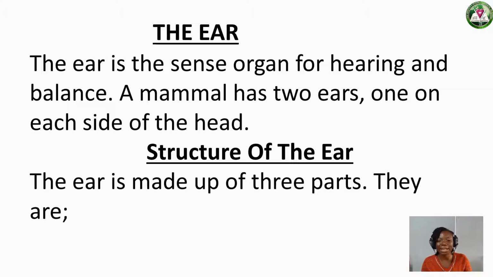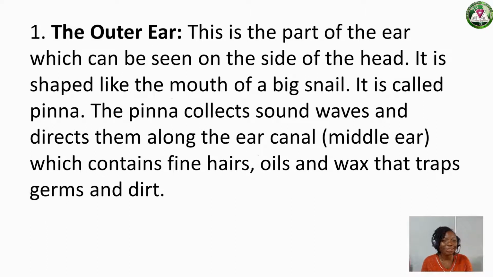Now let's take a look at the structure of the ear. Now everybody touch your ear. Have you done that? The ear is made up of 3 parts. What did I say? The ear is made up of how many parts? 3 parts. They are, number 1, the outer ear, the part of the ear you can touch. That is the part we call the outer ear.